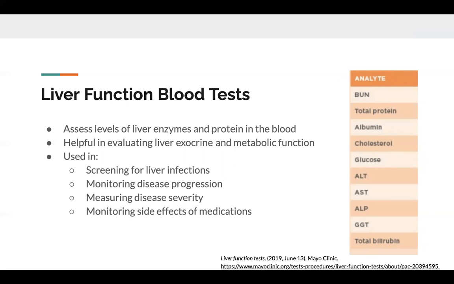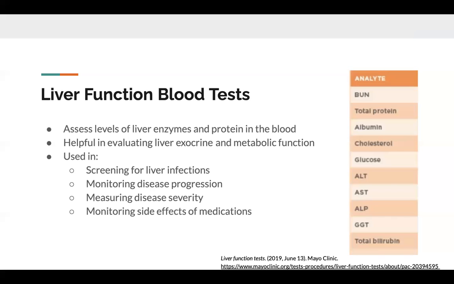Alanine transaminase, aspartate transaminase, and alkaline phosphatase are common liver enzymes, and low levels of these can mean that the liver cannot carry out its metabolic functions. ALT helps to convert proteins into energy. AST metabolizes amino acids, and ALP is important for the breakdown of protein.